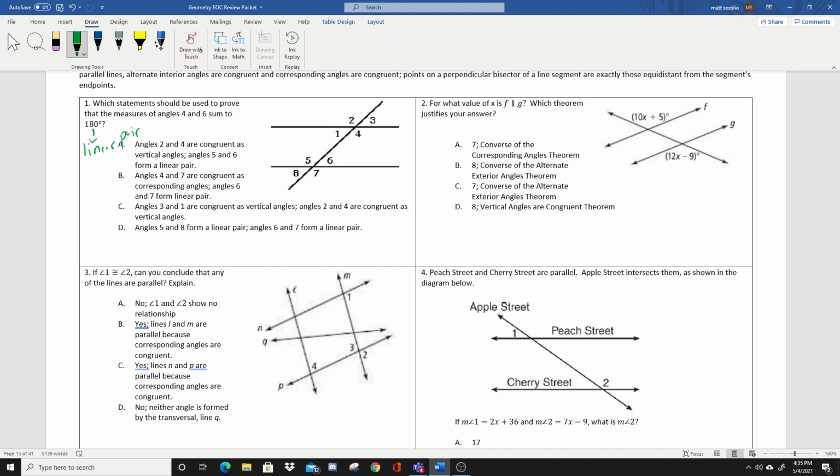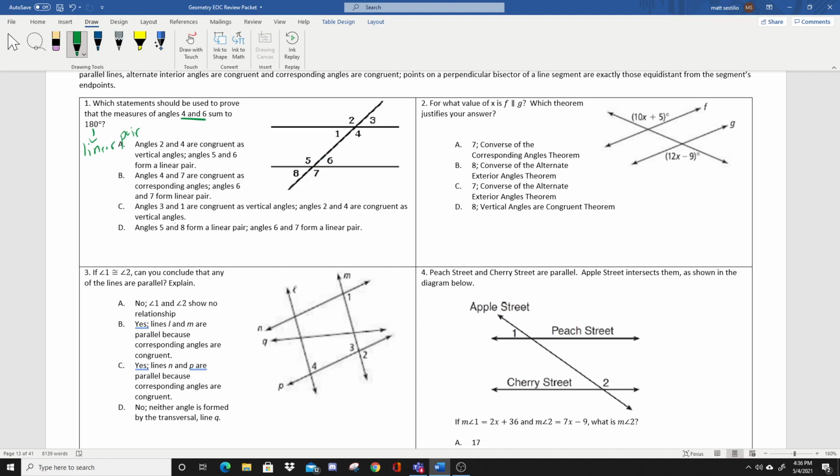C, 3 and 1 are congruent, and 2 and 4 are congruent. That's true information, but it doesn't help you link angle 6 into the conversation, because remember, it's to prove 4 and 6 add to 180. D, angles 5 and 8 are a linear pair, add to 180, and 6 and 7. Yep, but you don't really talk about angle 4 at all. So that's why the answer is B for that one.